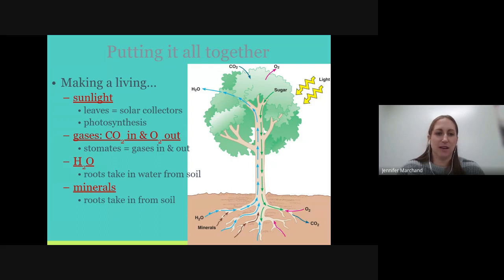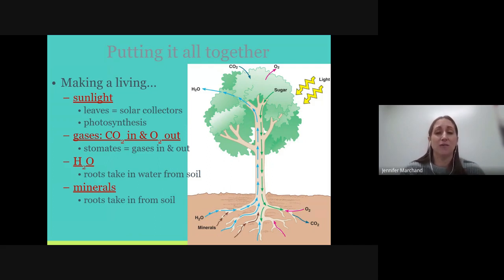So let's put it all together. How's this plant going to make a living? How's it going to survive? It needs sunlight. Okay, so the leaves are going to collect the sunlight, and that's also where the photosynthesis is going to occur. What's going to happen to the gases? How are the gases going to go in and out? They're going to go through the stomata. Okay, so the stomata are going to allow the gases to go in and out, the CO2 and the oxygen.